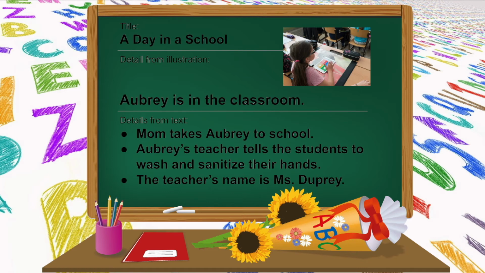Let's review our first text. The title is A Day in a School. The detail that we analyzed from the photograph is that Aubrey is in the classroom. Other details that we analyzed from the text were: Mom takes Aubrey to school. Aubrey's teacher tells the students to wash and sanitize their hands. The teacher's name is Miss Dupre.